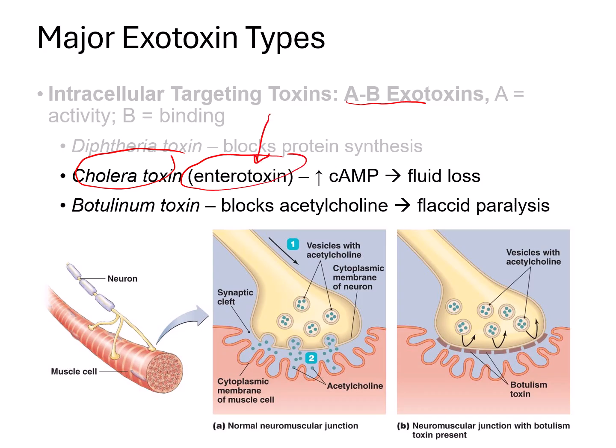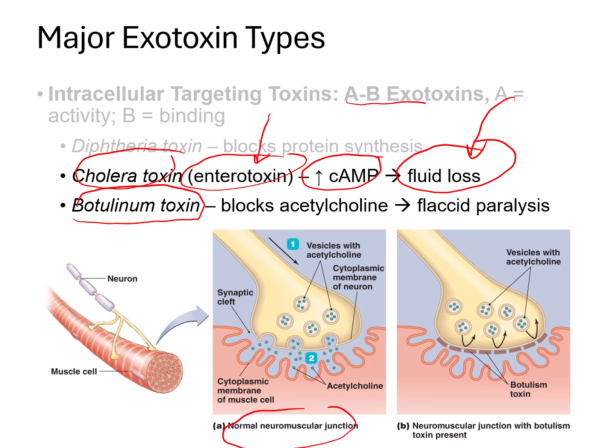GI tract. So what happens here is this causes increased secretion of cyclic AMP. That's going to disrupt the normal physiology of our intestinal epithelial cells, causing them to secrete excessive amounts of fluid and electrolytes into the intestines, resulting in severe diarrhea and water loss. The botulinum toxin that we see in botulism, actually before we do that, let's look at the normal physiology of muscle contraction, because that's going to be impacted when we have botulism.